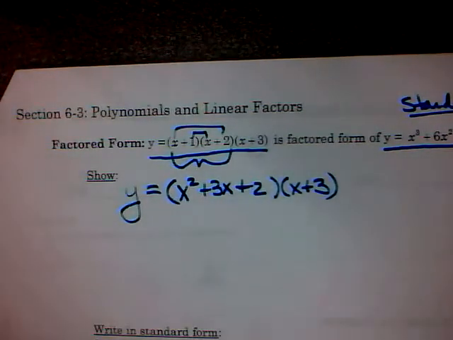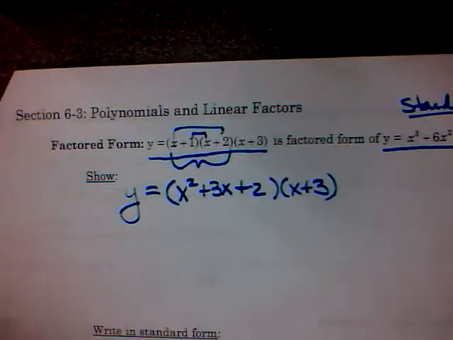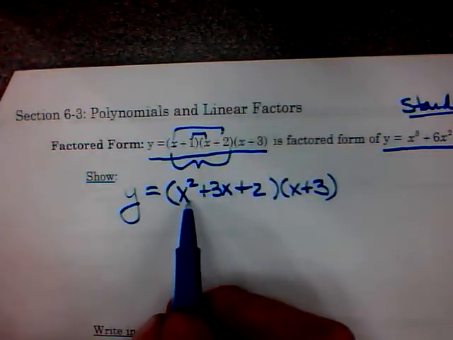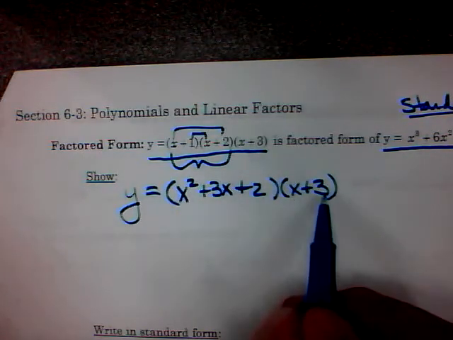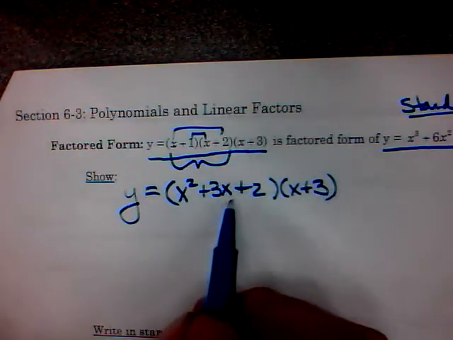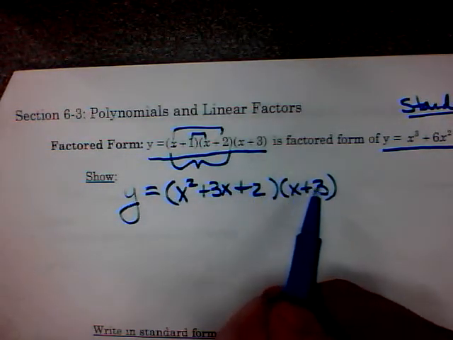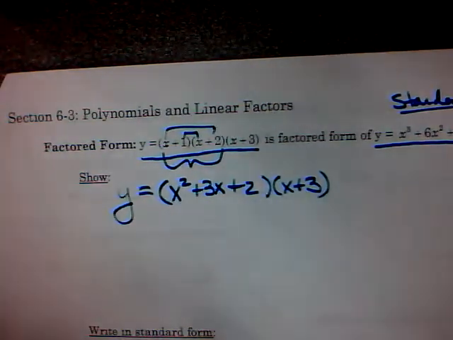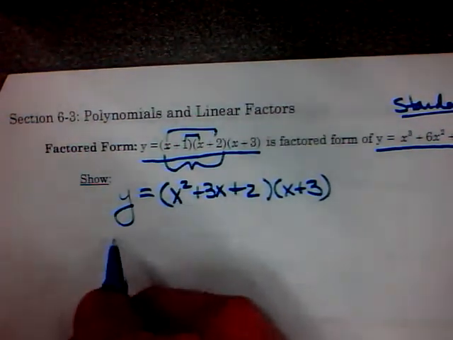Okay? And then we need to distribute again, because FOILing is really just distributing. So we need to multiply this x squared times the x and the 3. We need to multiply the 3x times the x and the 3. And we need to multiply the 2 times the x and the 3. And that's going to give you 6 terms, because 3 terms times 2 terms should give you 6 terms.